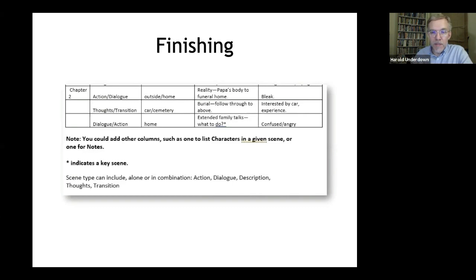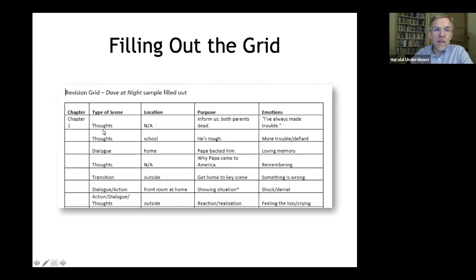Like, for example, in the beginning, and I'll just skip back here, those first four scenes, which are all very much in Dave's head, there are four different things going on there, but they're all connected because they lead. I've always made trouble in relation to his parents leads to his thinking about the trouble he got into at school, which leads into him thinking about how his father reacted to that, which leads into him thinking about his father, and that in turn brings him back to the current reality.